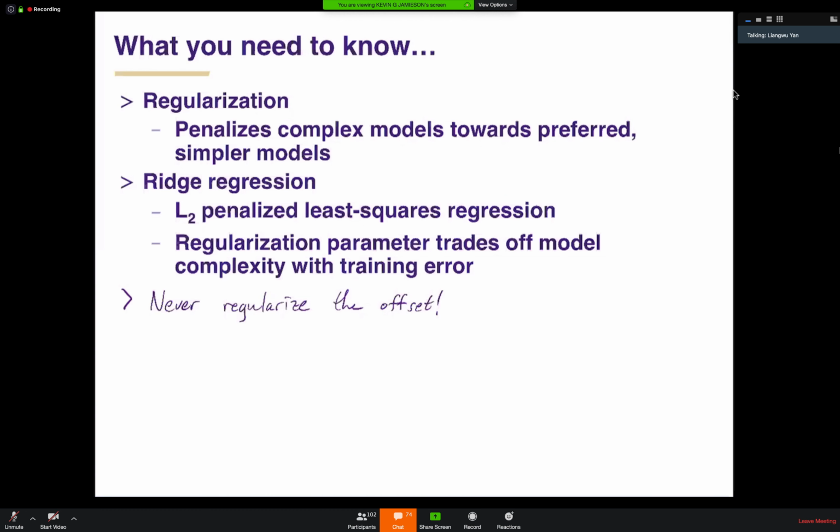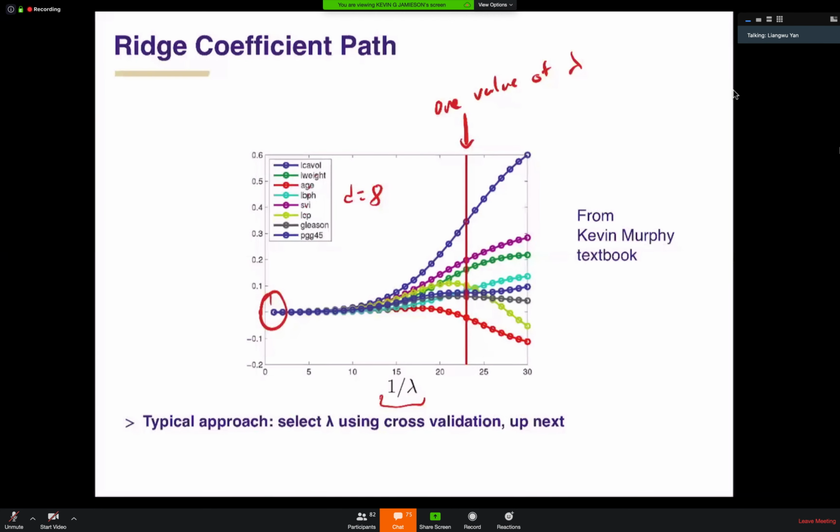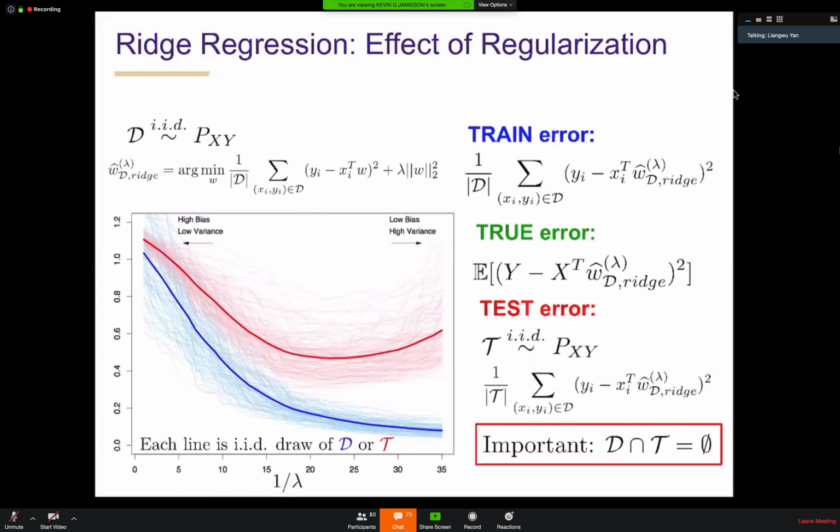Teacher, I have... go for it. All right, teacher, I have a question. Can you go back to the previous slides, the true error, the predictor, the test error? Oh, yeah, this one.